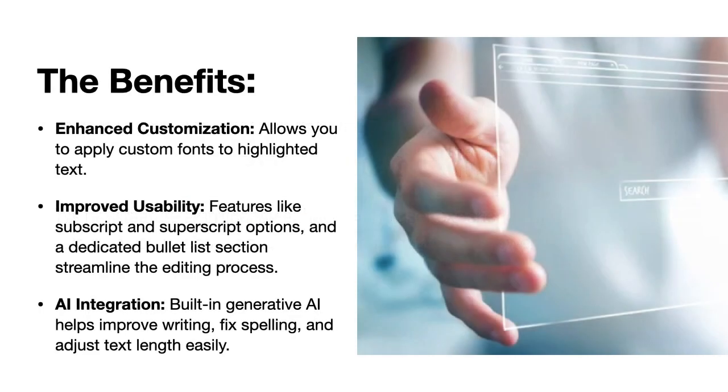This is going to help you enhance all of that amazing customization because now you can apply custom fonts to highlighted text. Now you're also going to be able to improve visibility and usability. Features like subscript and superscript options and dedicated bullet list sections streamline the editing process. And now there is also AI integration built right in. Now you can use generative AI to help improve your writing, fix spelling issues, and adjust that text length easily.